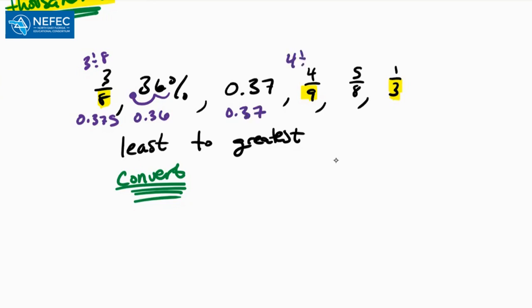This one's already decimal. 4/9, I'm just going to plug in on the calculator. 4 divided by 9, we get 0.44. 5/8, we'll do 5 divided by 8. We're going to get 0.625. And then 1/3, 1 divided by 3, we get 0.33. And then on these two, they actually repeat. So I'll put a line over them to notate that.